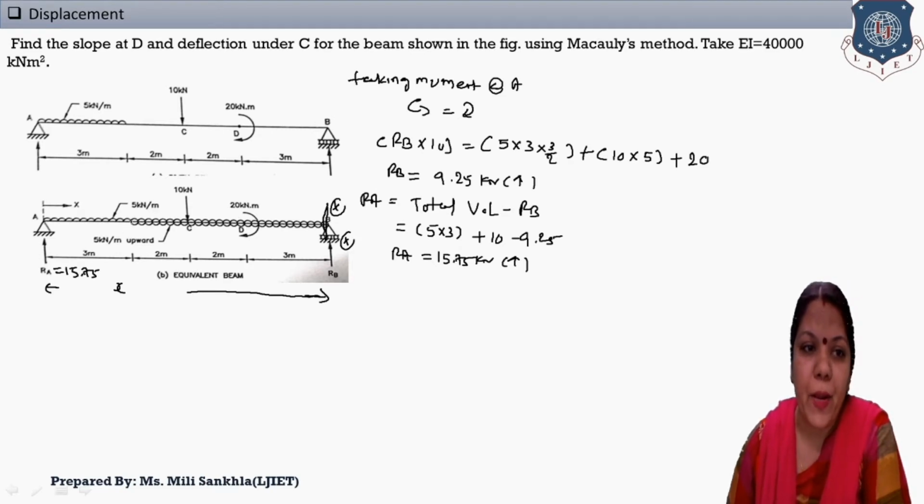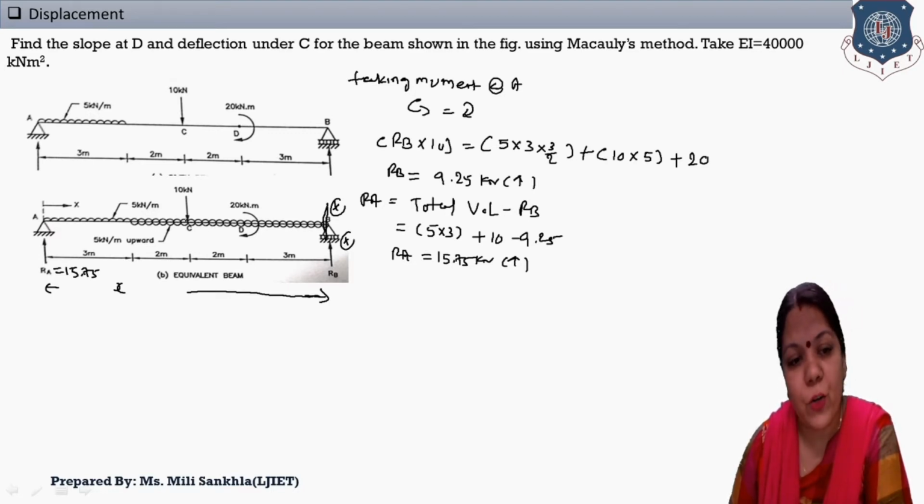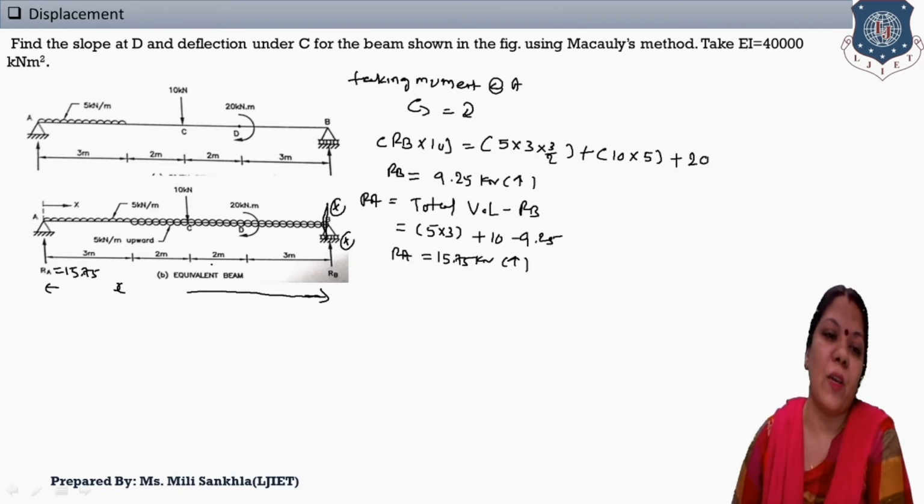Here we apply the UDL from this point to point B. Now this UDL is extra, so we also have to apply this one downward and this one upward UDL. Ultimately they nullify this UDL, but we have to take the effect of this UDL in our equation. Now, what is the equation of moment?